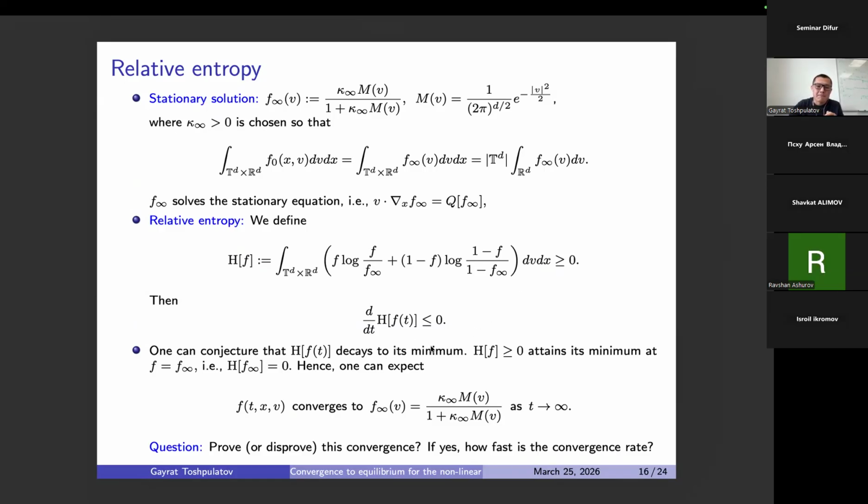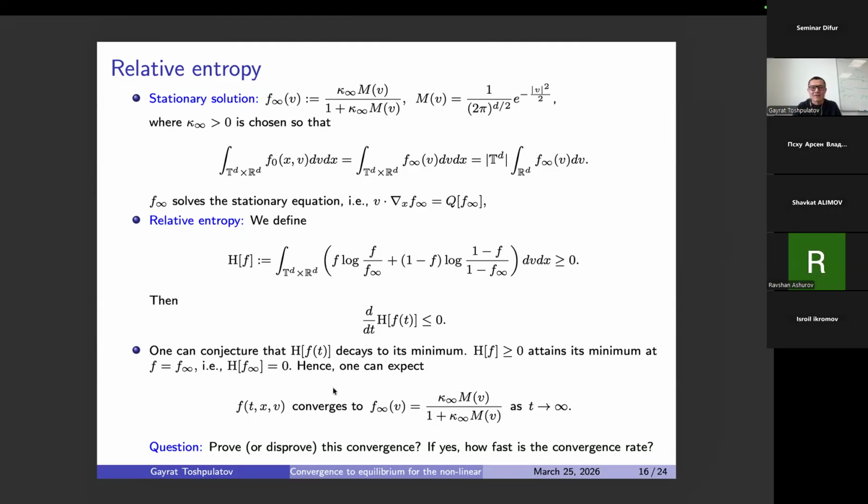This is conjecture. Because h is non-negative and it's zero at f infinity, how fast it decays is very interesting. Maybe like one over t to some power, or logarithm of t to some power, maybe exponentially, maybe not. We will see in my next slide, probably like t to some power in the denominator.